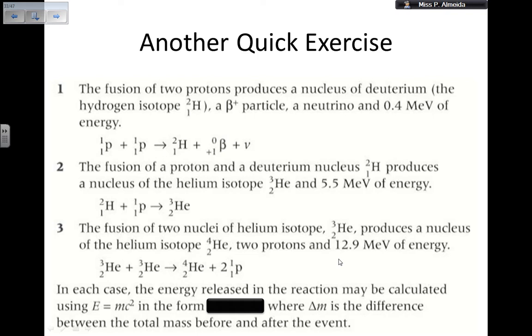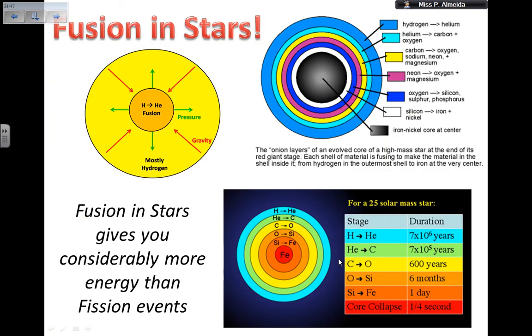In each case, the energy released in the reaction may be calculated using E equals mc squared in the form of Q equals delta M, the mass difference, times c squared. Again, delta M is the difference between the total mass before and after the event. So this is really easy stuff.